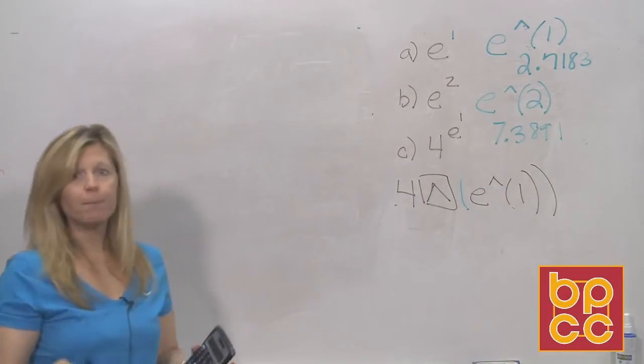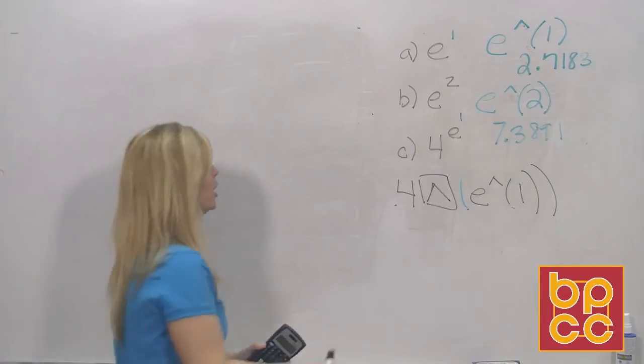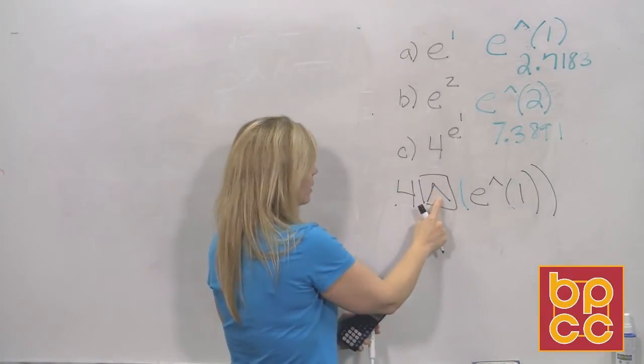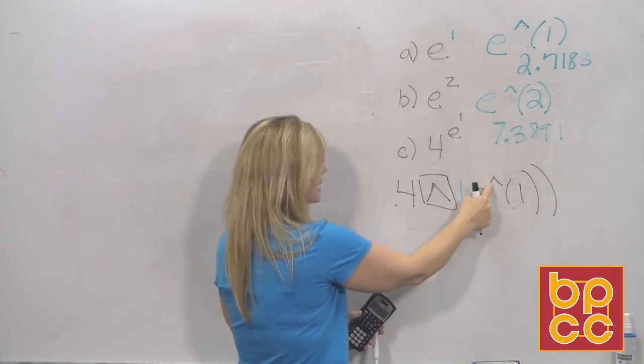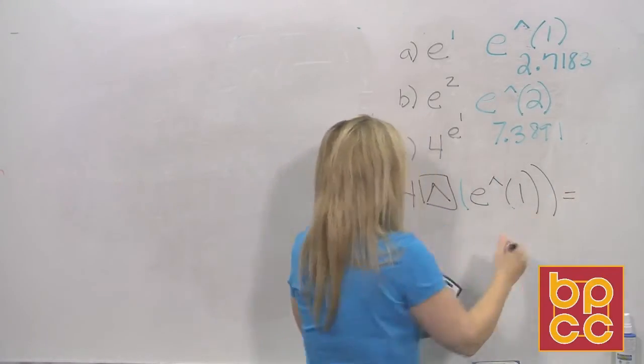So it's very important you have the right kind of calculator that types forwards. 4 caret. E has a caret. So you type its exponent 1, you close the parentheses, you hit equals.